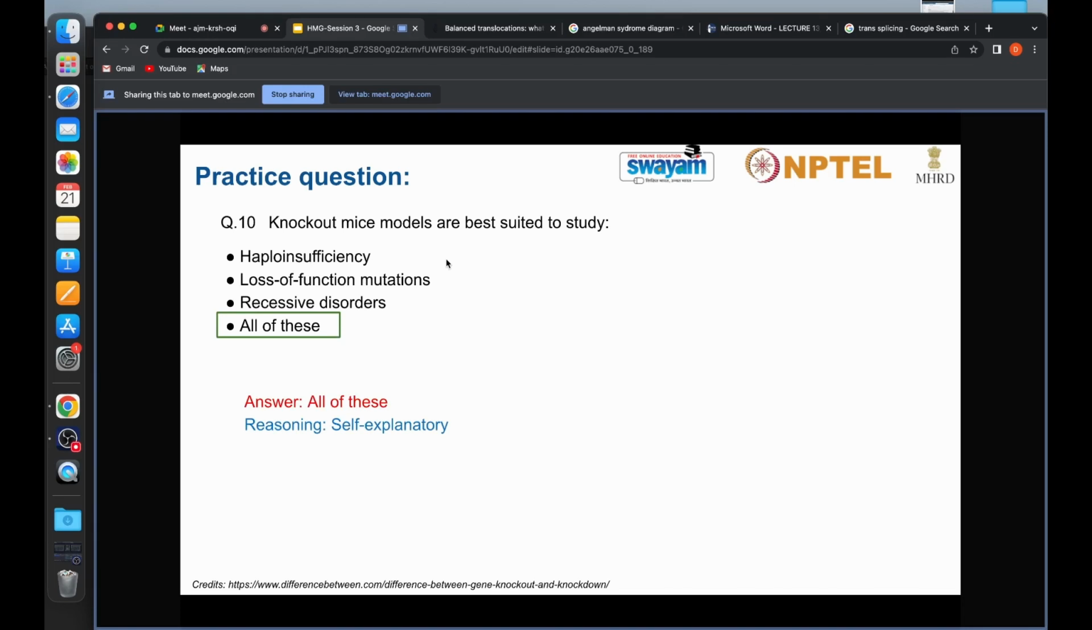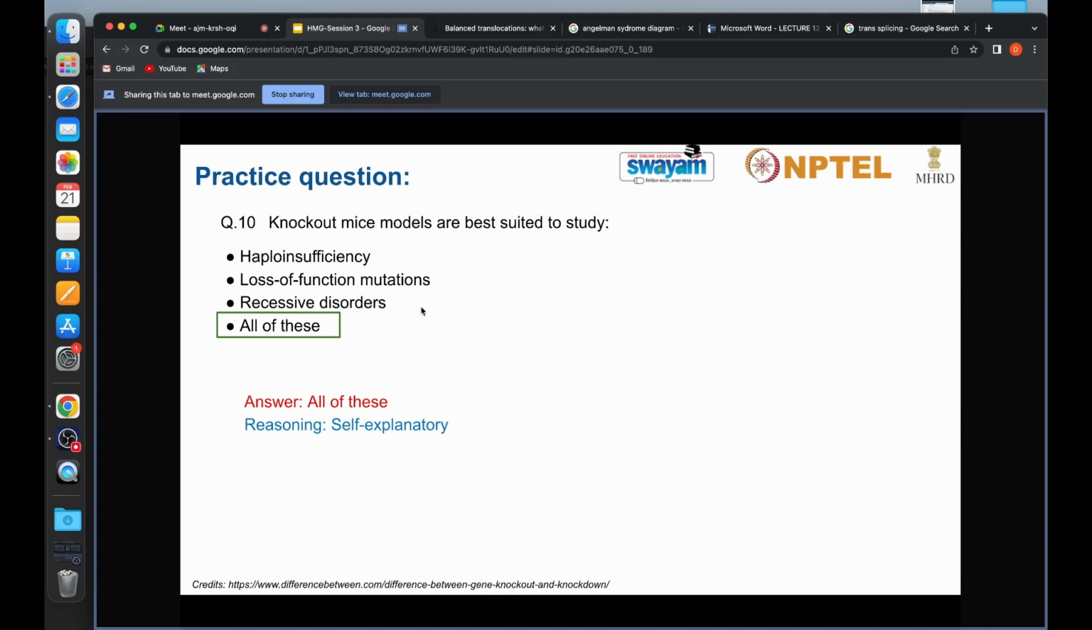I've told you about haploinsufficiency. It is a combination of haplo and insufficiency. It means that whenever a haploid copy is present, in certain cases the haploid copy of the gene is sufficient itself to form the protein that is required. But in certain cases, the single copy is not able to express enough protein, due to which it is insufficient in its expression and it affects the individual. So it is not able to maintain the required dosage. That is known as haploinsufficiency. So knockout mice models can be used to study that.